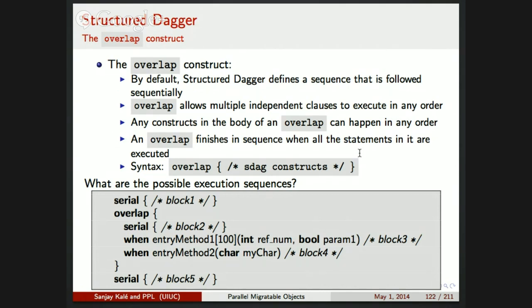For example, here, we know that we want to do block 1 first, and before we do block 5, we need to do blocks 2, 3, and 4, but we don't care in which order we do them. So this overlap will say, okay, maybe entry method 2 is here, but entry method 1 is not, but we're in an overlap block, so we can do this first, then maybe the serial, then this. We just do whatever work is available while still enforcing some kind of ordering, so we guarantee that block 5 does not execute before all its prerequisites have been met.